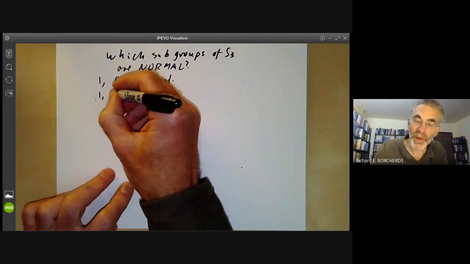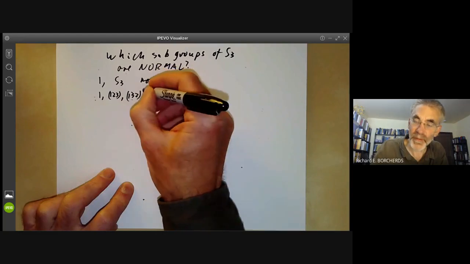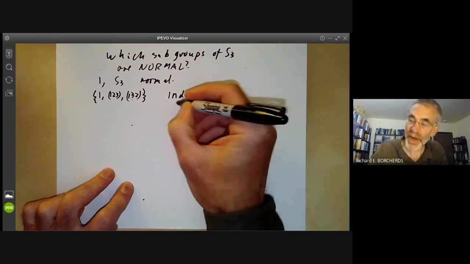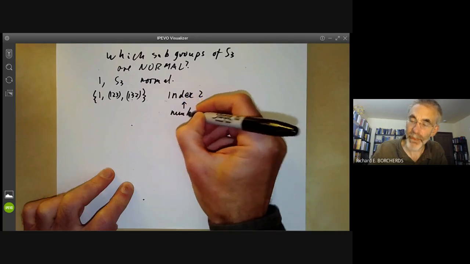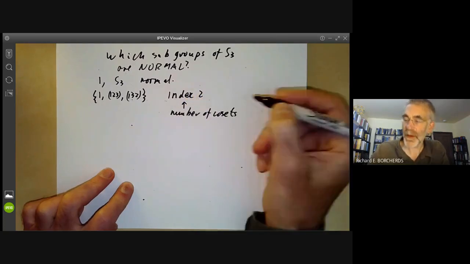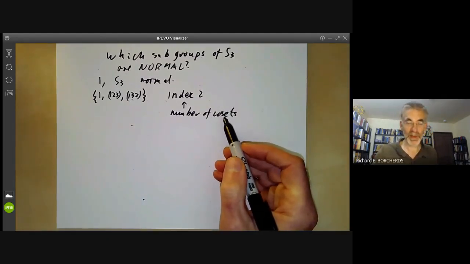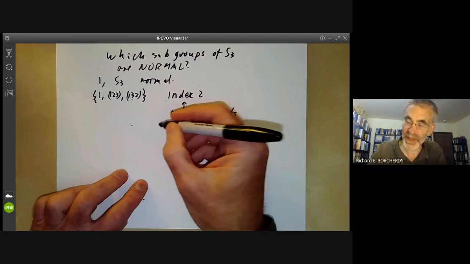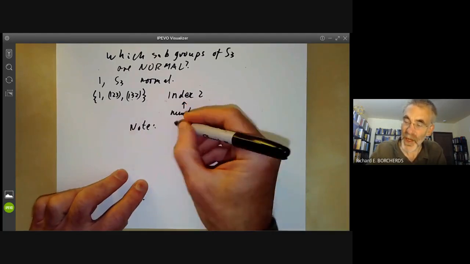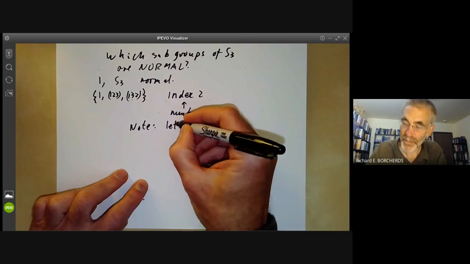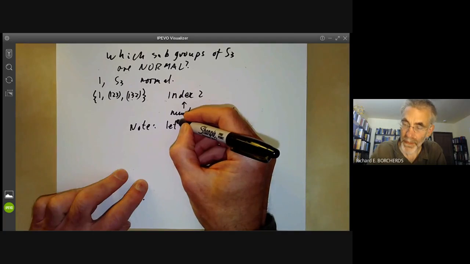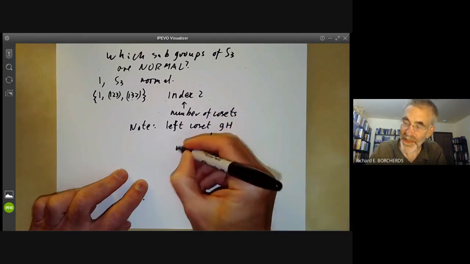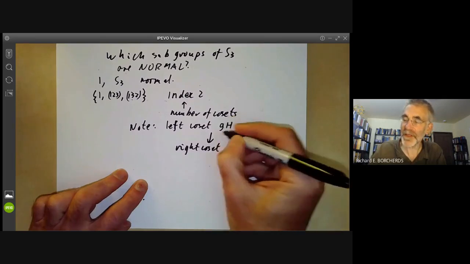What about the group 1, (1 2 3), (1 3 2)? Well, this group has index 2. You remember the index of a subgroup is the number of cosets. Well, did I mean left cosets or right cosets? It turns out it doesn't really matter, because the number of left cosets is the same as the number of right cosets. To see this, we note that we have a map from left cosets: if we've got a left coset GH, then this goes to a right coset just by taking the inverse of every element here.